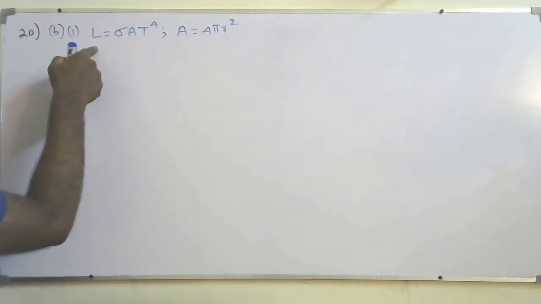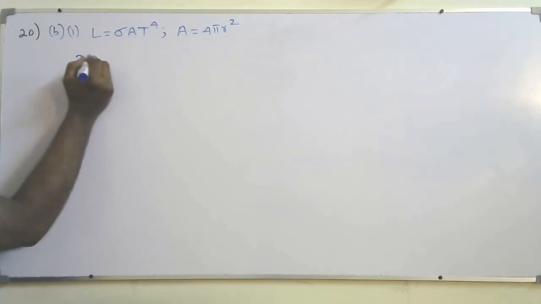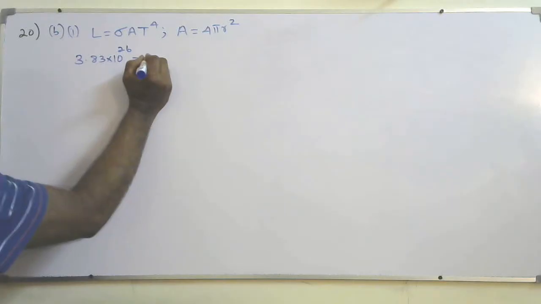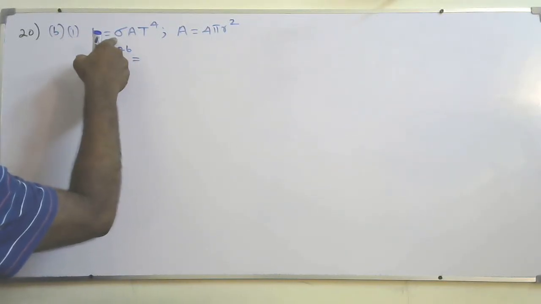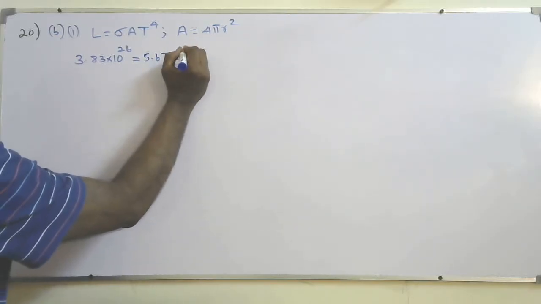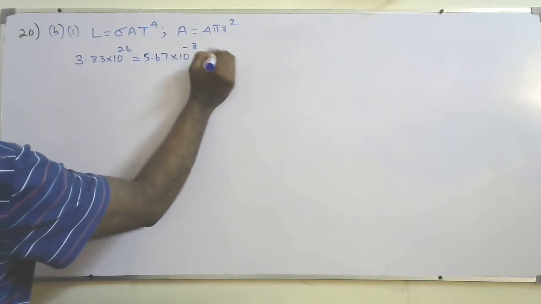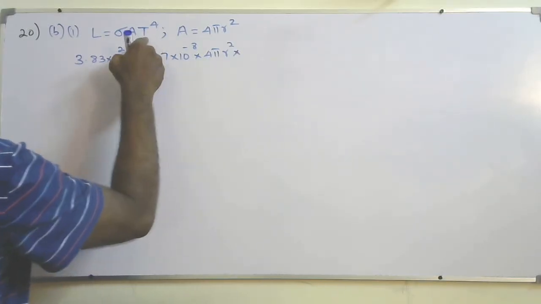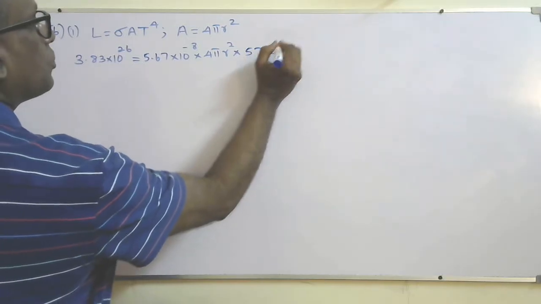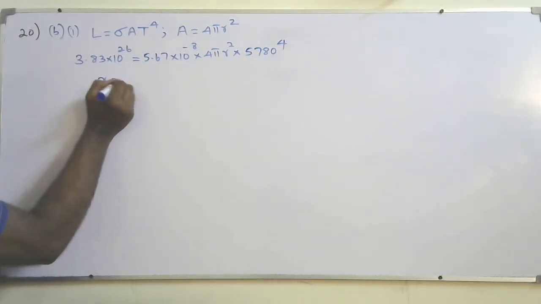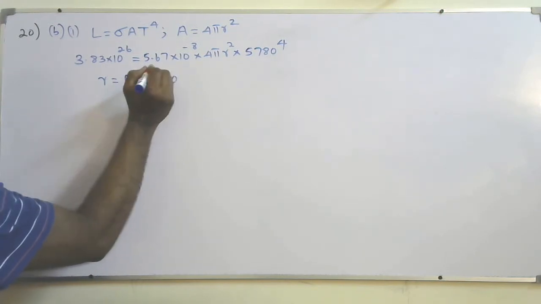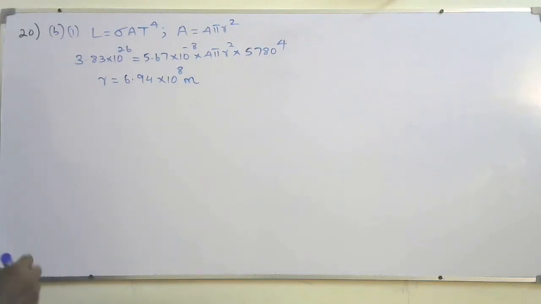So substitute the values. L, luminosity, is given: 3.83 × 10^26. Sigma is given in the data sheet, the Stefan-Boltzmann constant, 5.67 × 10^-8, into 4πr², into temperature, which should be in Kelvin, that is given, 5780^4. Solve it and find the radius. We'll get 6.94 × 10^8 meters.